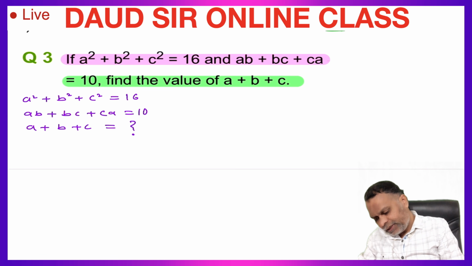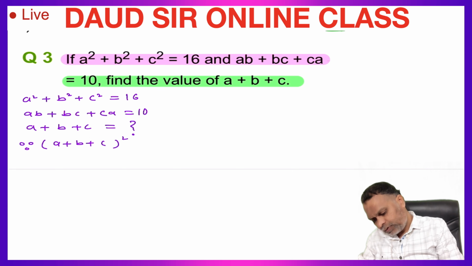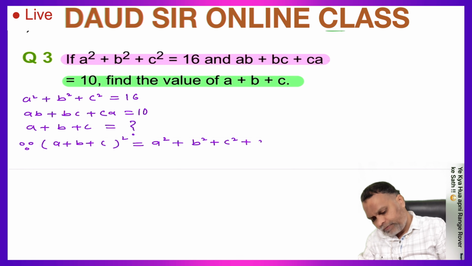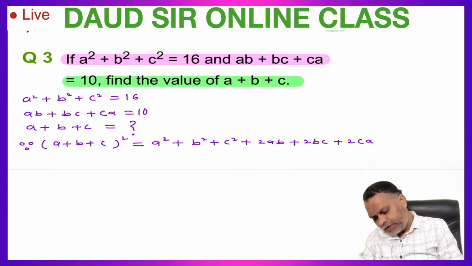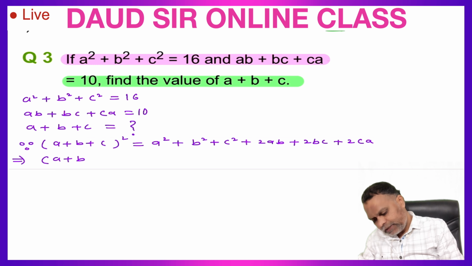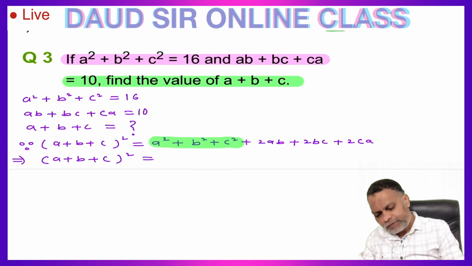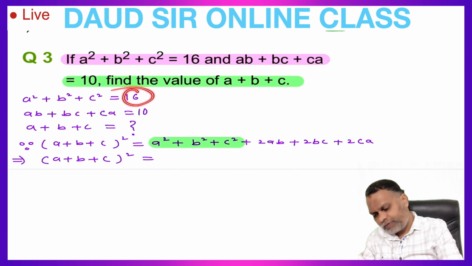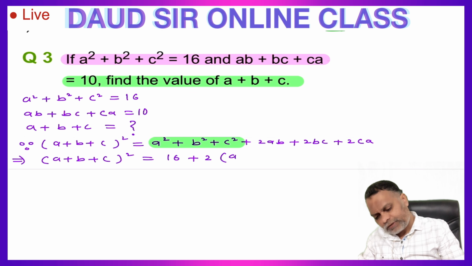So since (a+b+c)² is equal to a² + b² + c² + 2ab + 2bc + 2ca, now here this (a+b+c)² is equal to, substitute this a² + b² + c² is equal to 16 from here. This is 16 plus, take out 2 common from last 3 terms, so this is 2(ab + bc + ca).